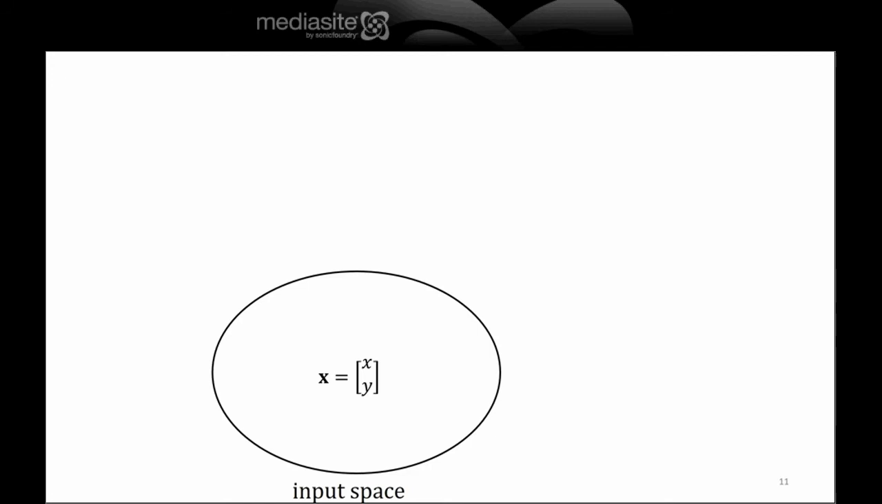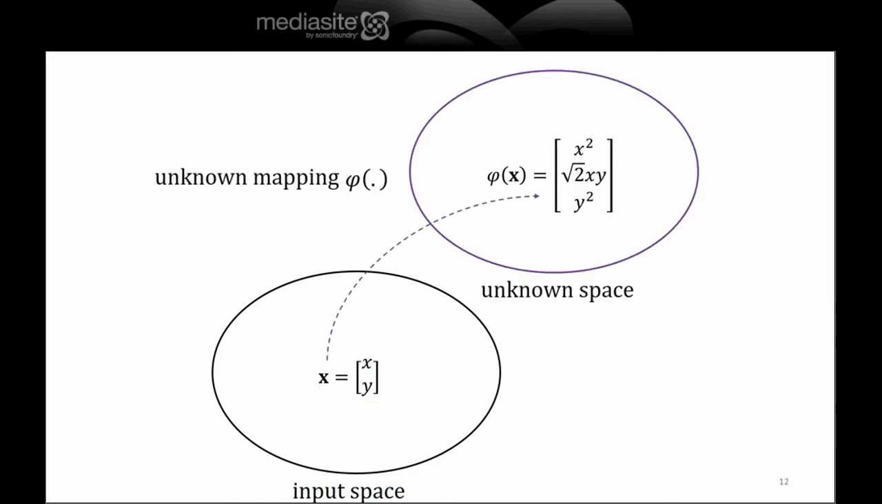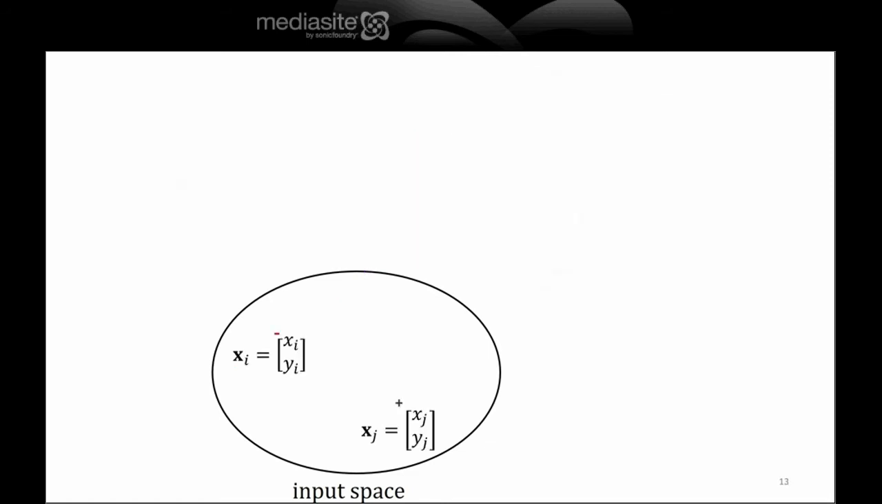This is an input space. It's two-dimensional. So each point x has an x coordinate and a y coordinate. And let's consider an unknown mapping phi such that this x maps to (x squared, square root of 2 xy, y squared). It's a three-dimensional space, but it's not known to us. Now consider 2 points, xi and xj.